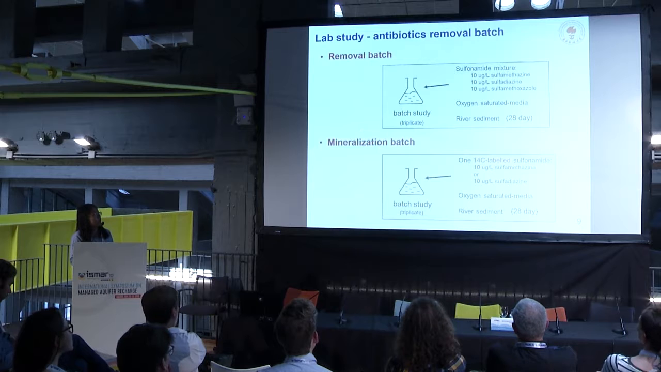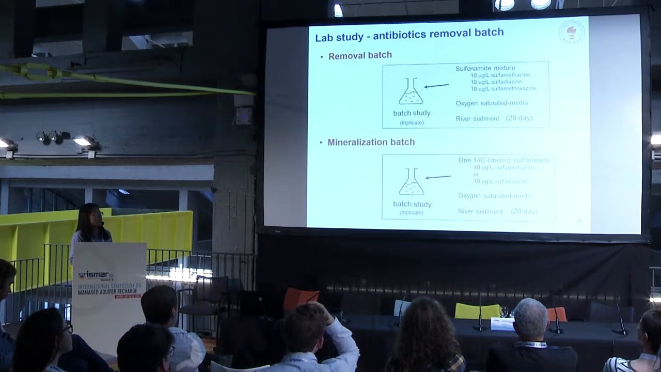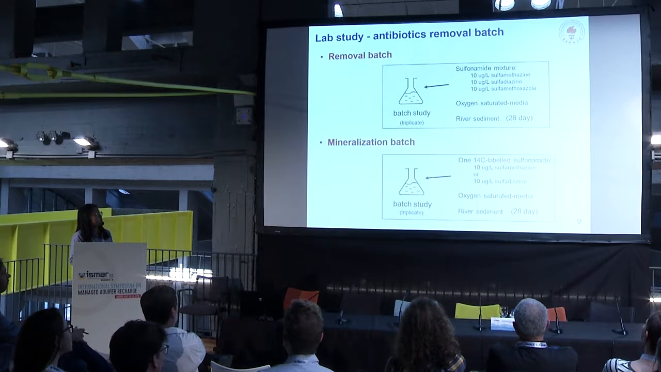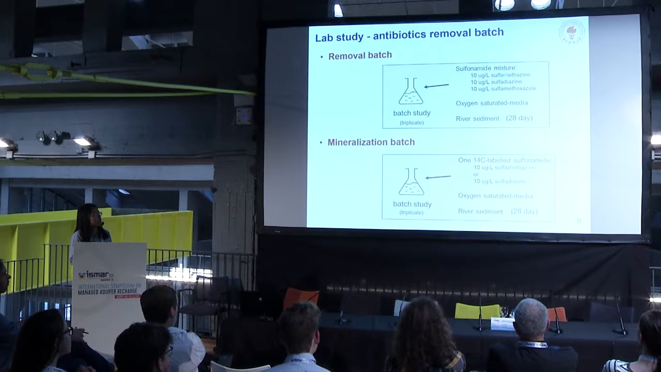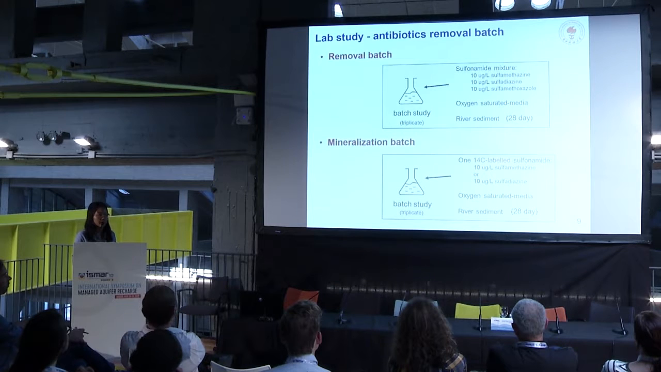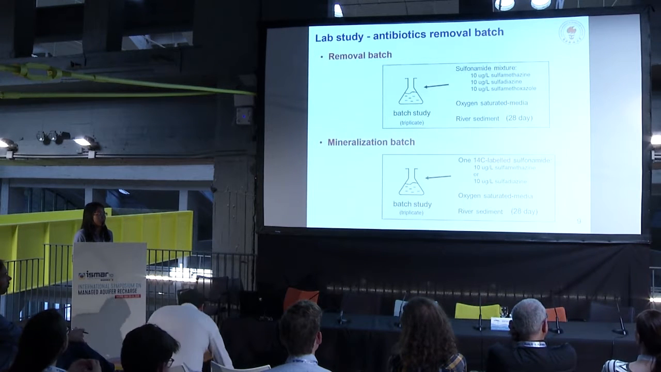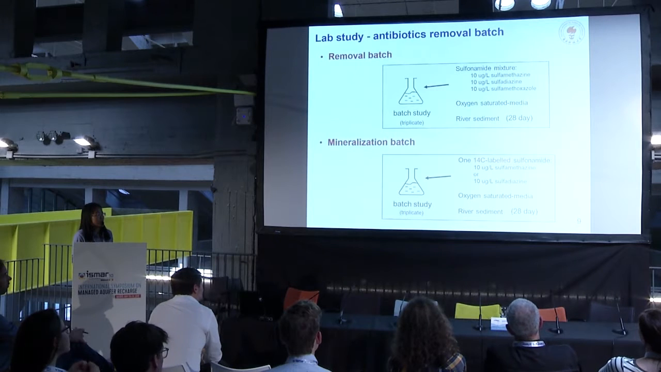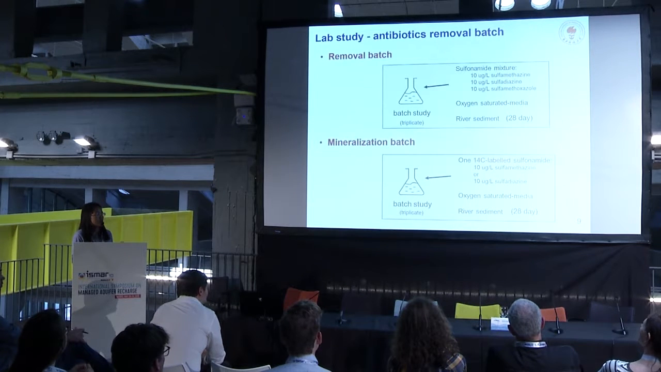Okay, so here is the lab experiment. Basically, I have the batch experiment. One is called the removal batch, another one is the mineralization batch. For the removal batch, the antibiotics I use are a sulfonamide mixture of sulfamerazine, sulfadiazine, and sulfamethoxazole, at 10 microgram per liter, which is relatively higher than the concentration I found in the river, but it's also quite an environmentally relevant concentration. So first, I just tested the oxic condition with river sediment.